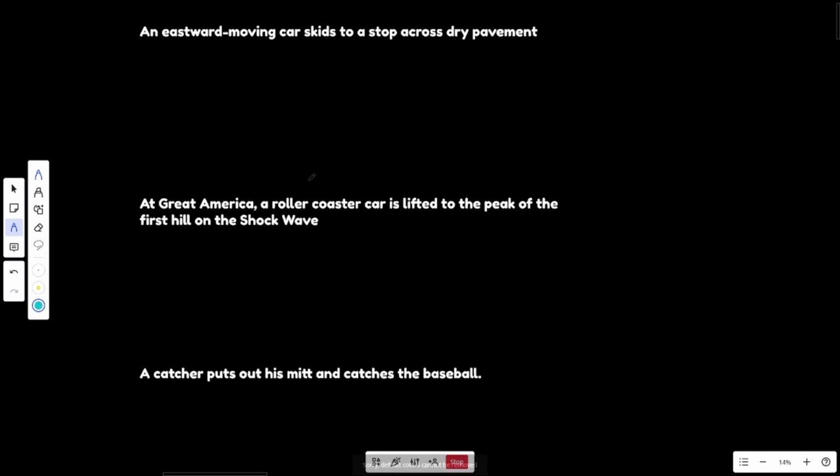When you say something's eastward moving, it's going to the right, so we can just draw our box here, and then we'll put some arrows. It's going to the right. This is our displacement, and it skids to a stop. And when we're stopping, we're braking, so it's decelerating. So this is our force applied. And we can see that they're going in opposite directions. Opposite direction means negative. So that means there is negative work being done here.